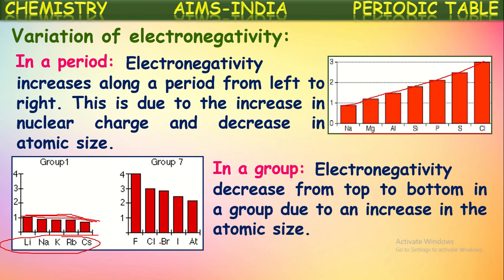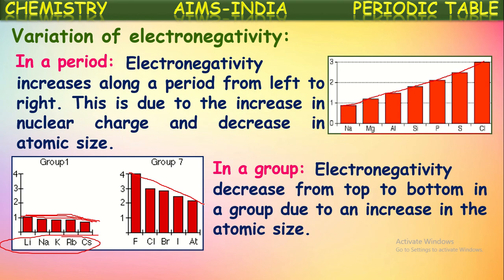And if you see the halogen group, fluorine, chlorine, bromine, iodine and astatine, here also from fluorine to astatine, atomic size gradually increases. So the tendency of pulling the electron pair towards it decreases. That means from fluorine to astatine, electronegativity decreases as size increases. Not only in this, in all the groups from top to bottom, electronegativity decreases.